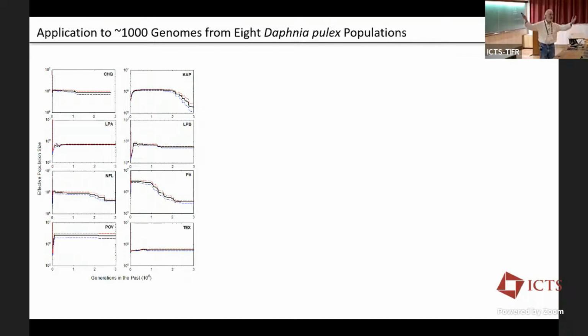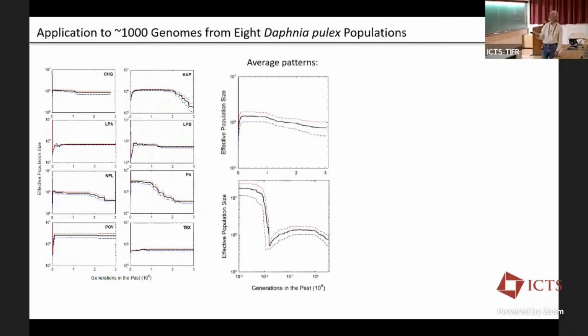We've applied this to our favorite organism, Daphnia, as well. They have a metapopulation. We've sequenced over 100 genomes from several populations. And this is just a number of them going into the past 3 million years. I'm just trying to give you a set of examples of the way you can think about these things. And this is just the average over all of these 8 populations here.